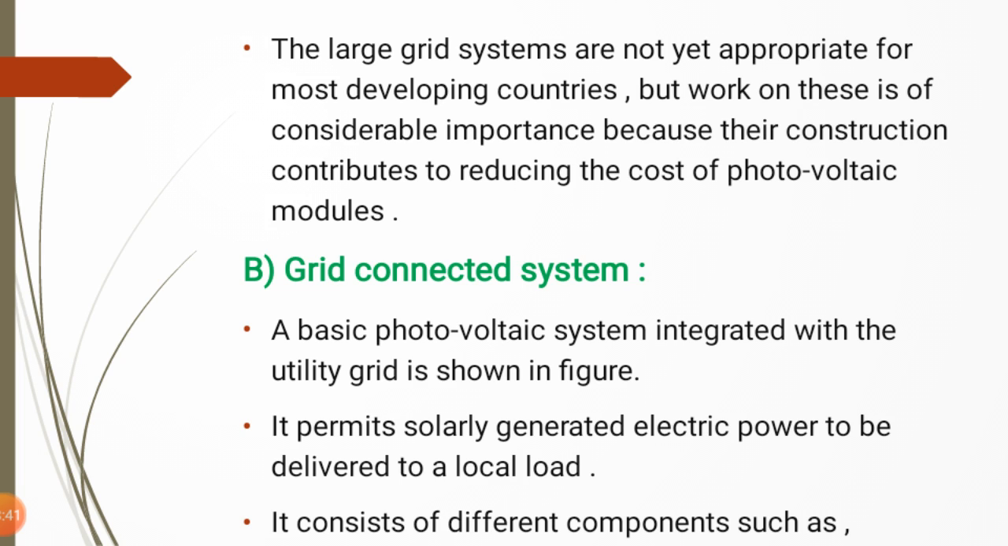Now there are two types: a standalone system and a grid connected system. For the standalone system, only a solar array is used, so we are not going into detail. But in a grid connected system, the grid is also used, and some other components are also used for the distribution of the electricity. So we will take into account only the grid connected system in detail. Let's see, a basic photovoltaic system integrated with the utility grid is shown in the figure.